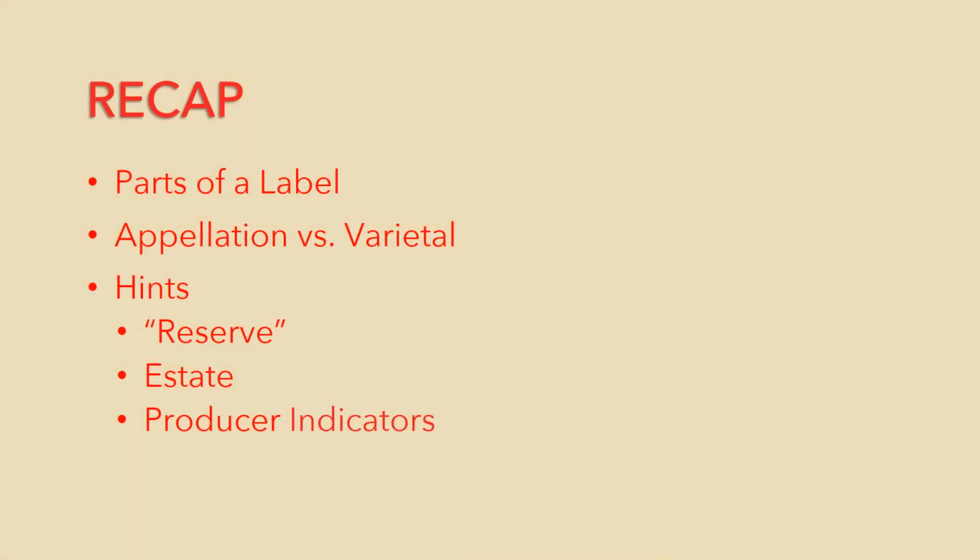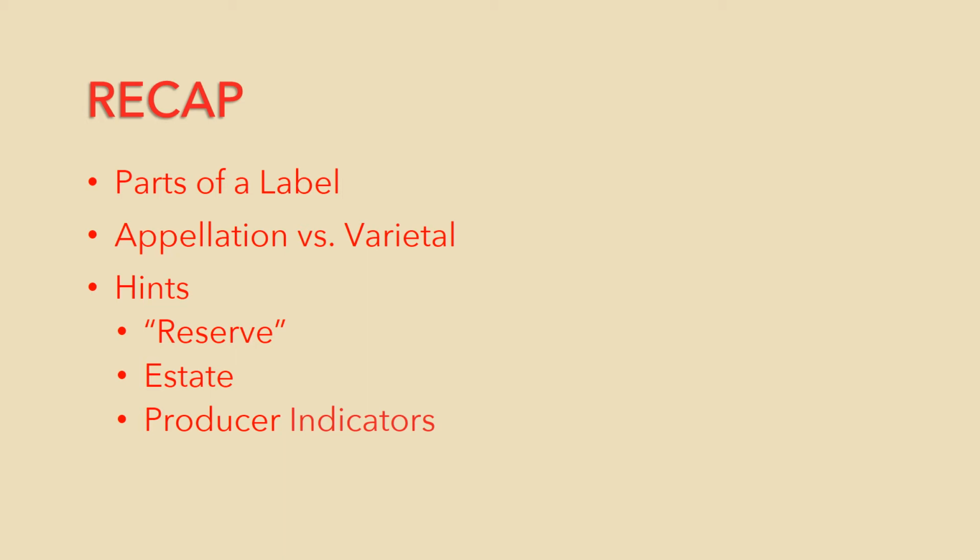So let's quickly recap today's lesson, reading a wine label. There are 6 parts of a wine label: producer, vintage, region, alcohol by volume, and varietal or appellation. When comparing appellation versus varietal wine labels, remember that most New World countries will tell you exactly what varietals are in the wine, while most Old World countries will assume that you already know the typical varietals and style of a specific region or appellation, and will only mention those on the label.